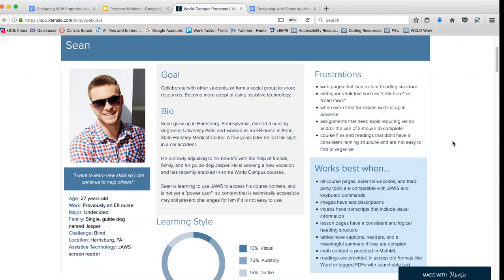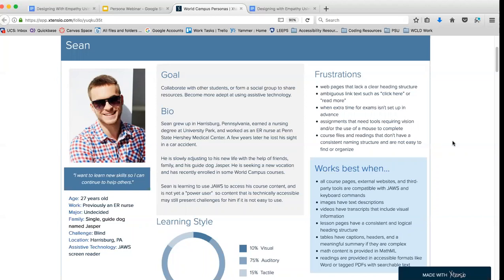That's how he navigates on his computer. So some of his biggest frustrations are web pages with link text that just say things like "click here" or "read more," because he's not really sure where those are going. And using his screen reader, if he hears those links read out loud out of context of the surrounding content on the page, they're pretty much meaningless to him.